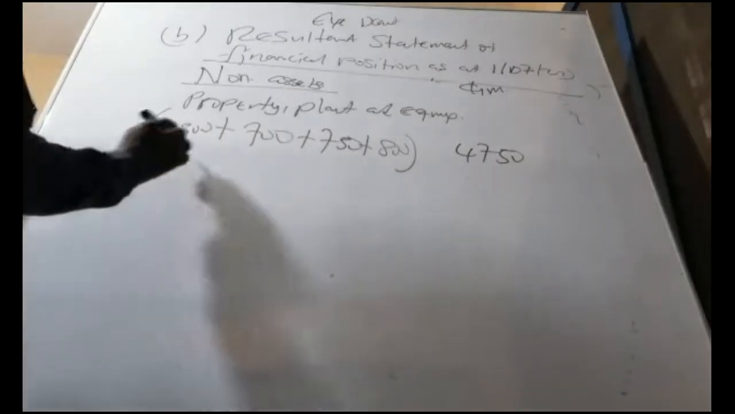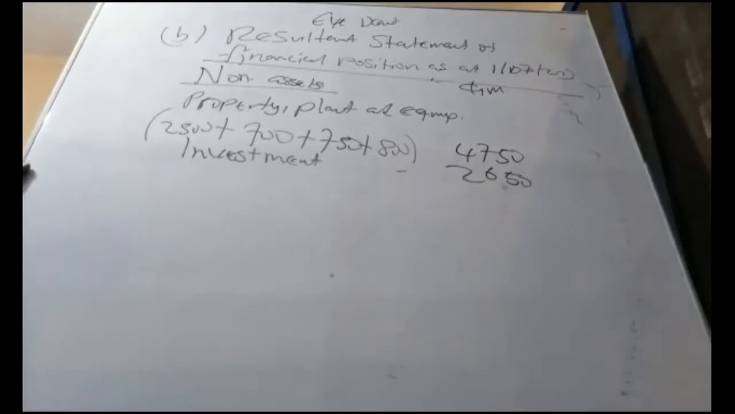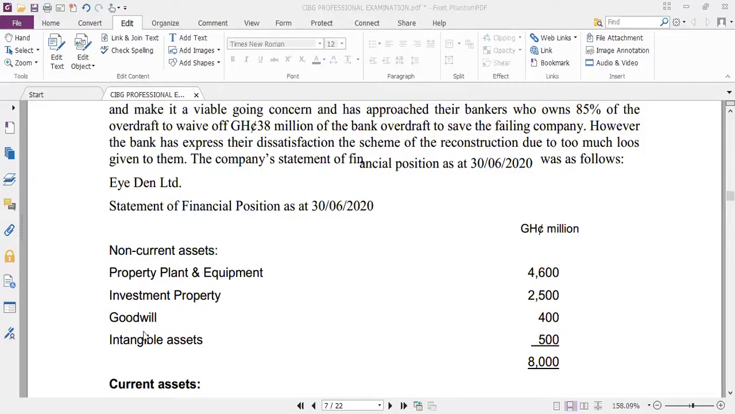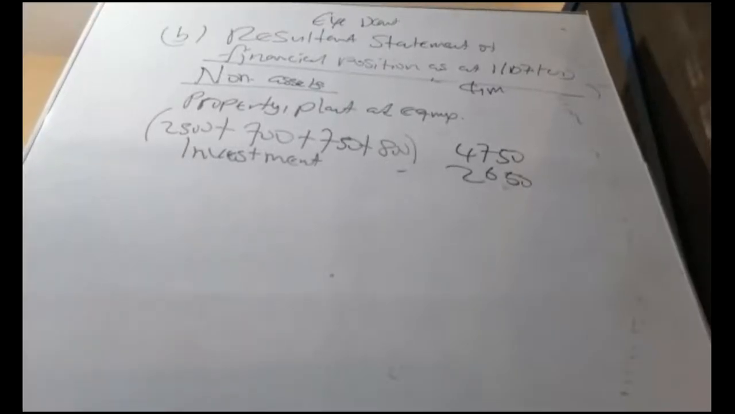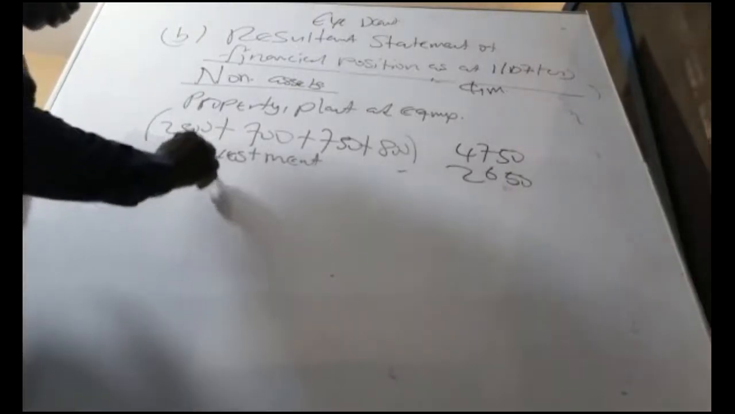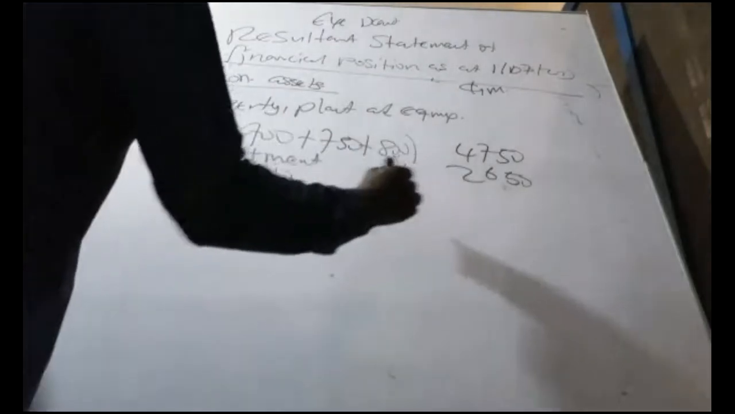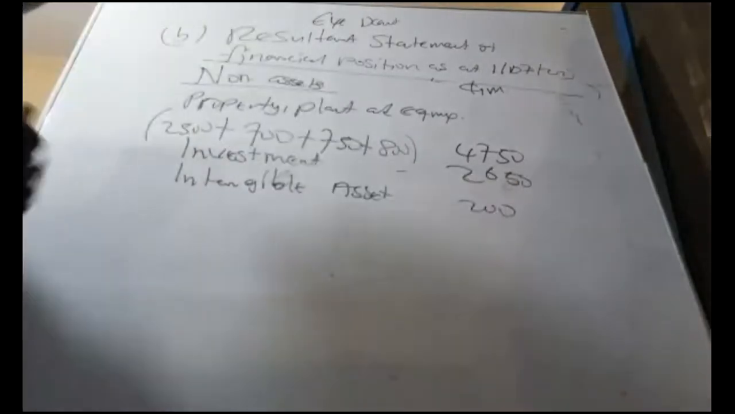Please let the figures flow, so that we close early. Investment property is 2,650. Goodwill has been written off, so don't bring it. No goodwill. Intangible asset: what's the going concern value? 200. So intangible asset is 200.